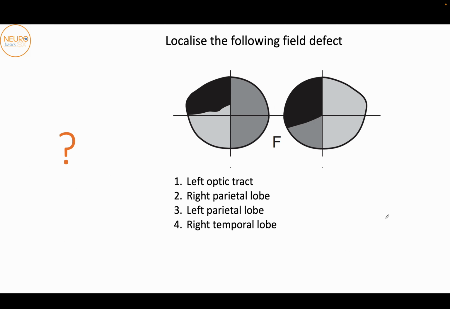Right. So that is all for today's lecture. So we can discuss a few questions. If possible, can you localize this visual field defect? Is it arising from a lesion in the left optic tract, from the right parietal lobe, from the left parietal lobe, or from the right temporal lobe? You can leave the answers on the chat box.